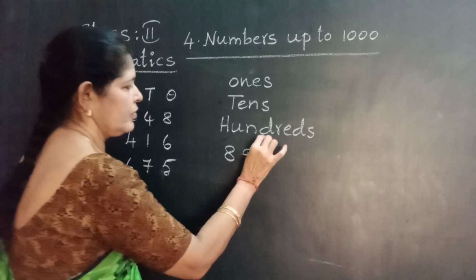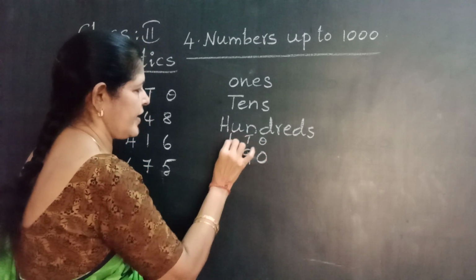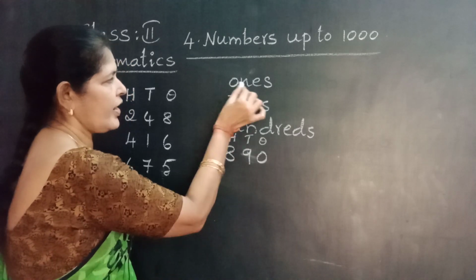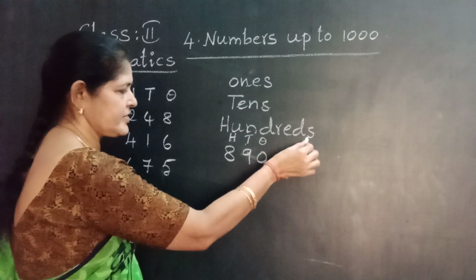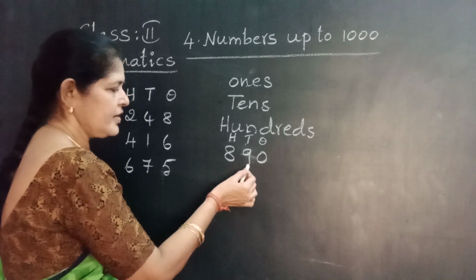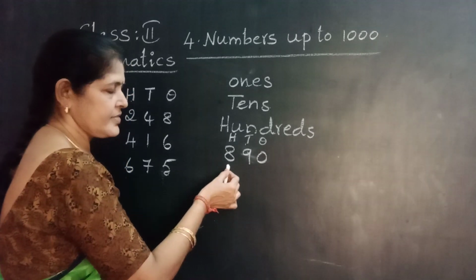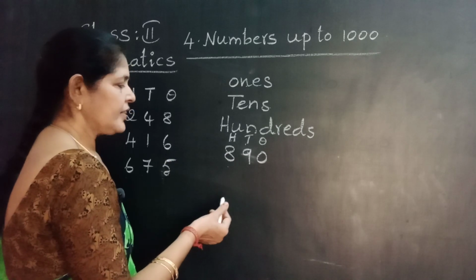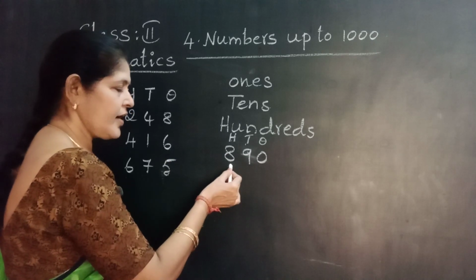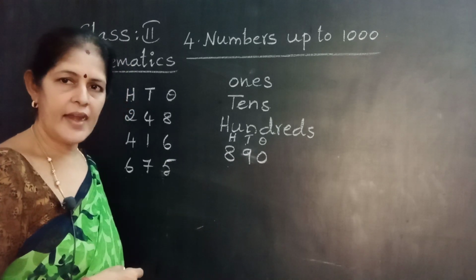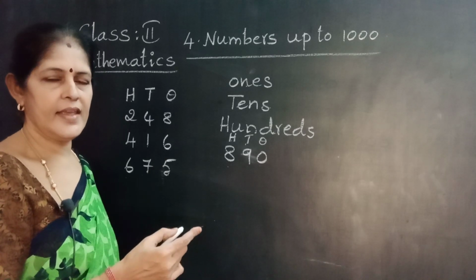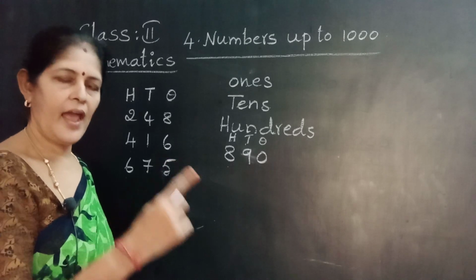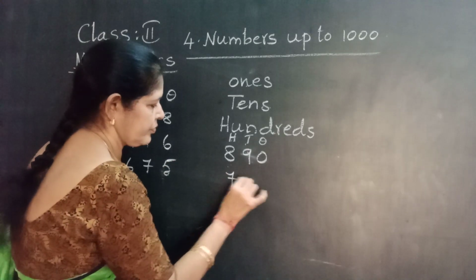Ones place, tens place, hundreds place. O for ones, T for tens, H for hundreds. Here 0 ones, 9 tens, 8 hundreds. But we read the three-digit number starting with hundreds. 890. Another one.